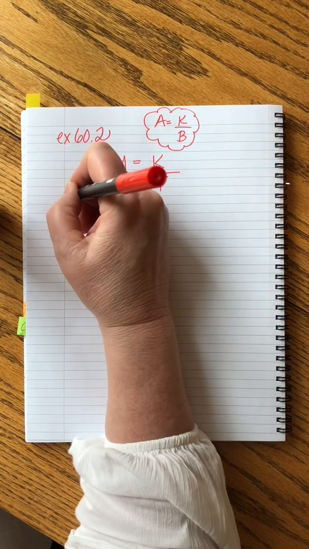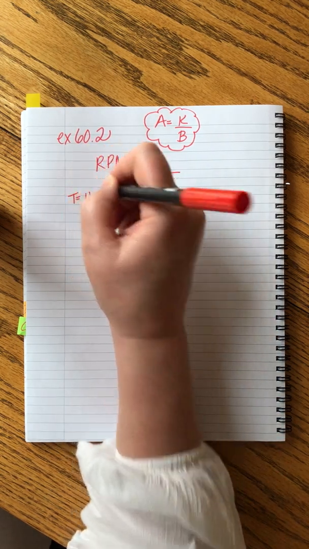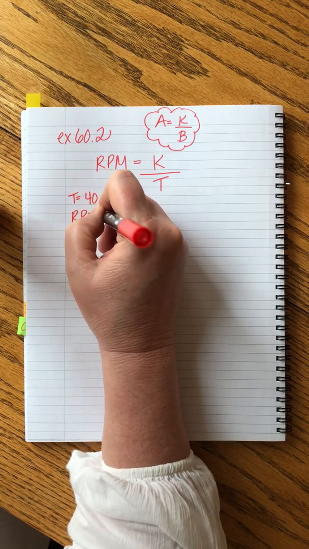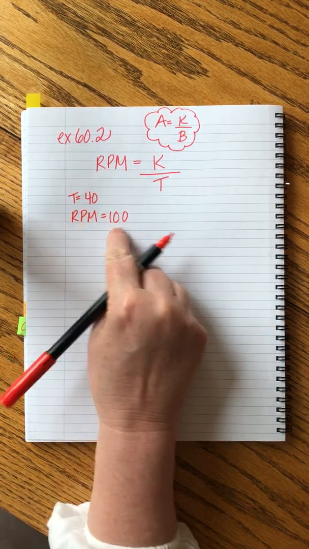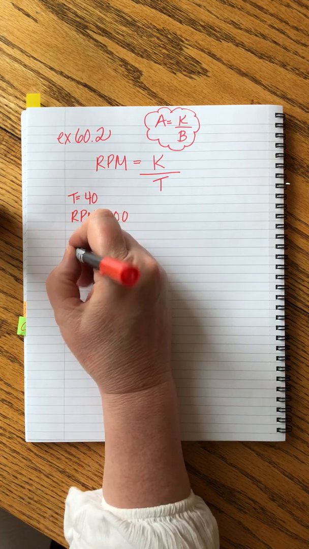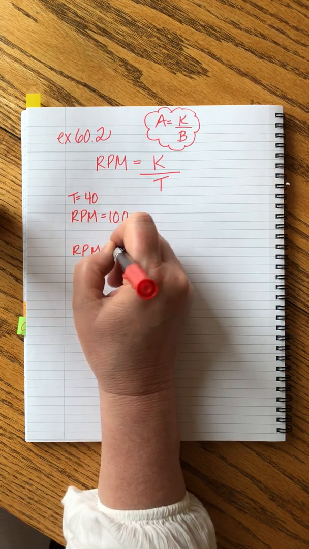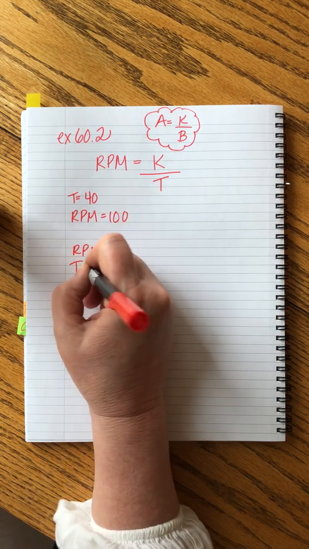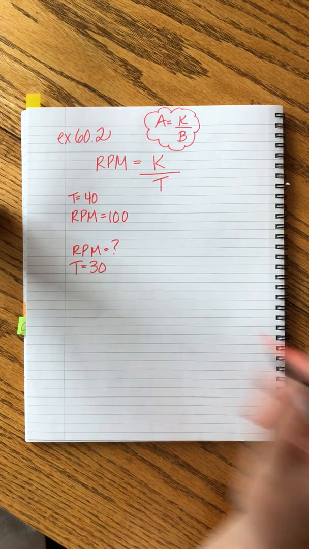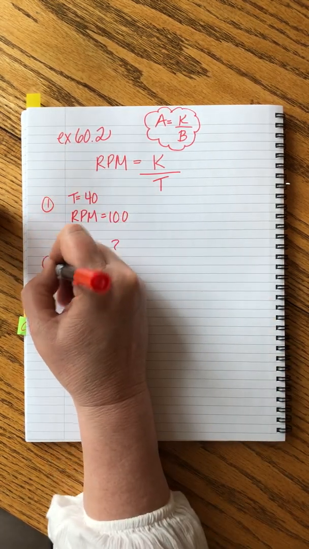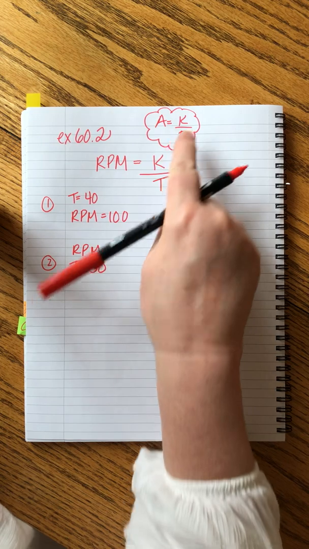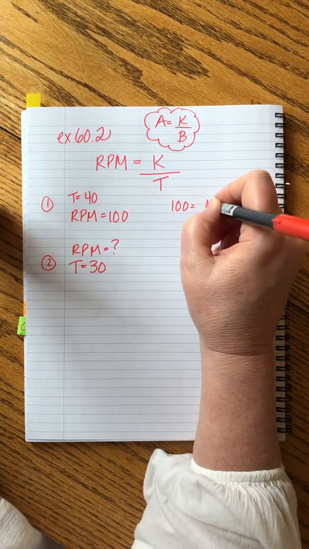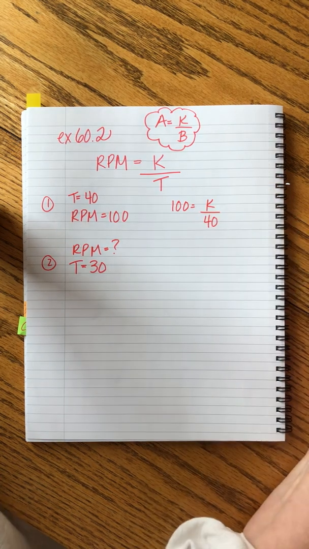If 40 teeth resulted in 100 RPM, see, it's just a number. It doesn't scare us. Then what would be the RPM if the gear had 30 teeth? Okay, this is our first scenario. This is our second scenario. We use our first scenario to solve for K. RPM 100 equals K over 40.